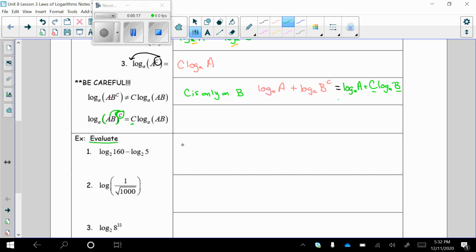Okay, so if you have log base 2 of 160 minus log base 2 of 5.